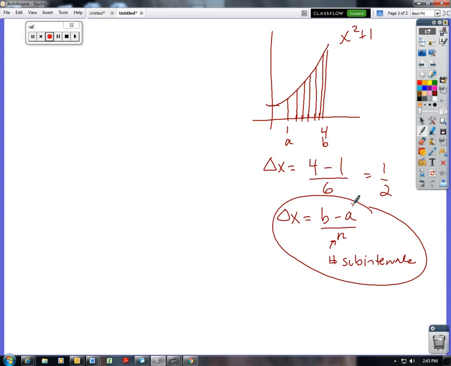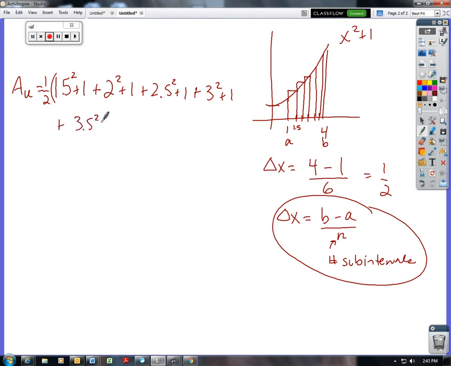Okay, since you've had a chance to try this on your own, I'm going to write down the work, and then you can check your work. So A sub U, the upper rectangles, that'll be these. They're going to be based on the right-hand side of each interval. So the first one's going to be 1.5. Oh, and I forgot the width out front, so that's 1/2 out front, and then 1.5 squared plus 1 plus 2 squared plus 1 plus 2.5 squared plus 1 plus 3 squared plus 1 plus 3.5 squared plus 1.